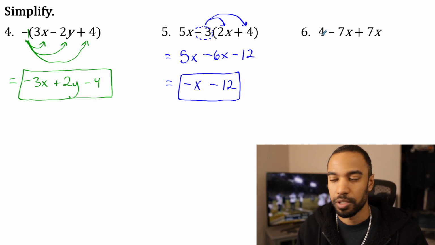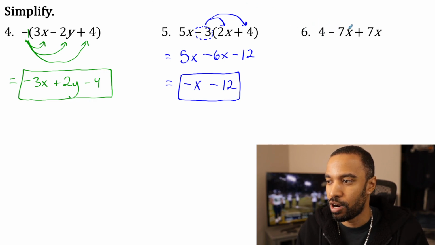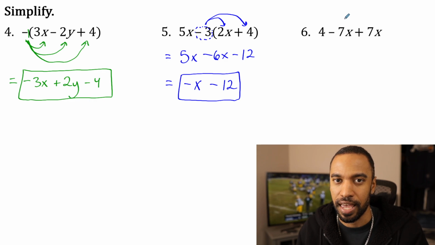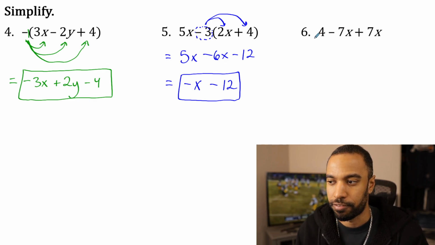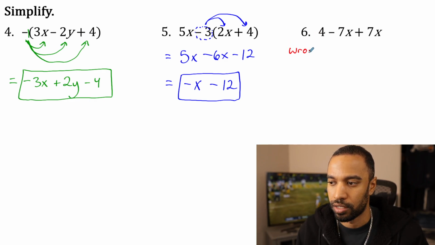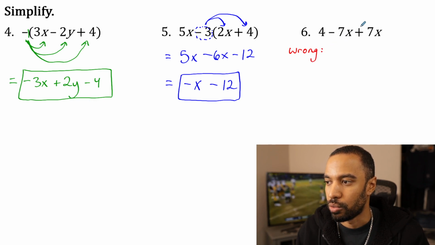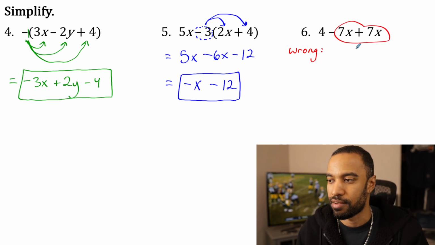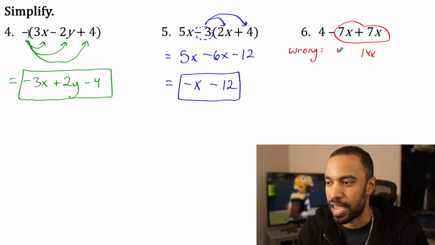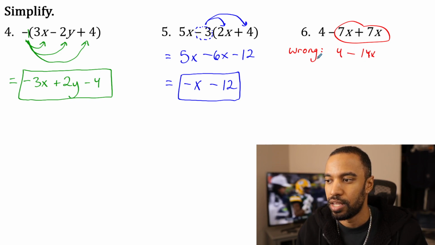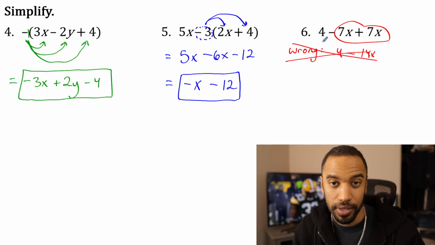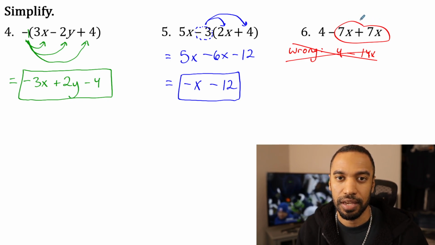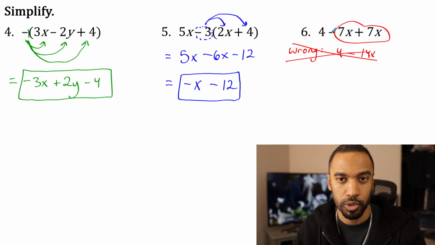All right, last one is simplification. Number 6, I have 4 minus 7x plus 7x. Let me give you a wrong answer first in red. This is wrong. What's wrong? Don't just combine these two, 7x plus 7x, call it 14x, and say, hey, this is 4 minus 14x. This is wrong.